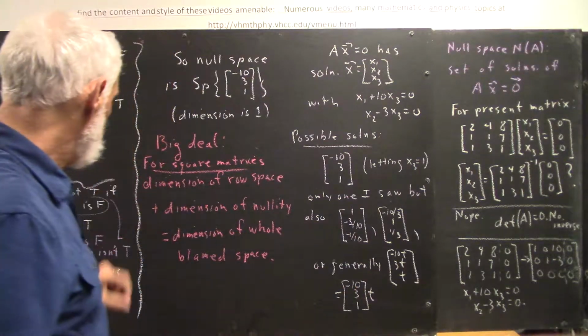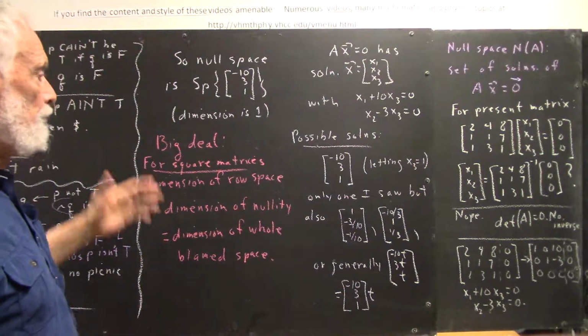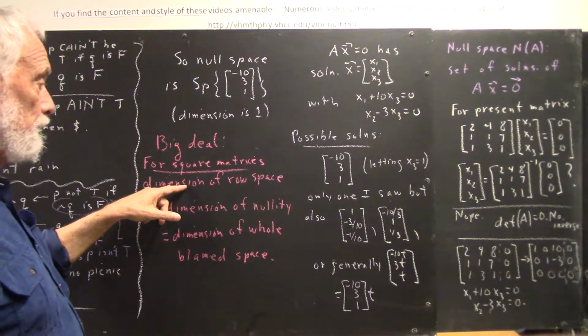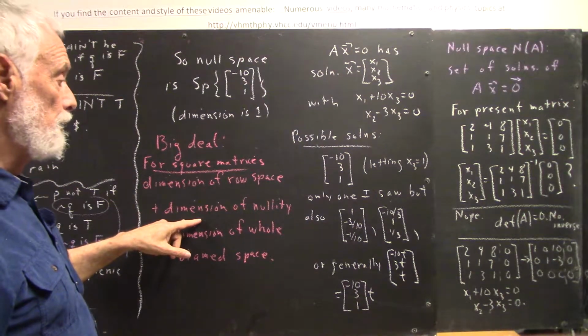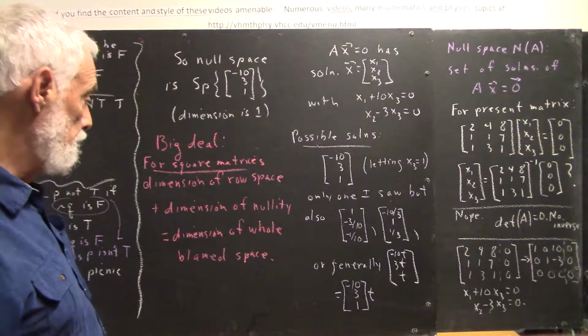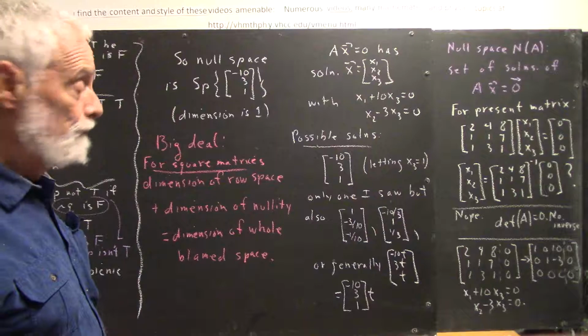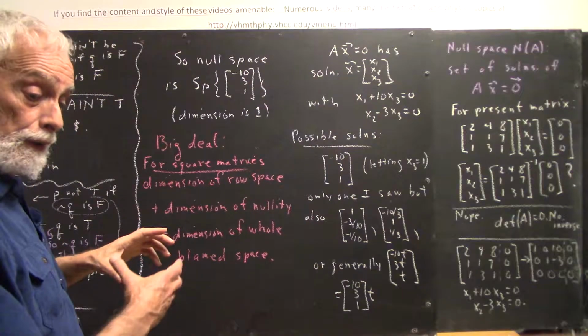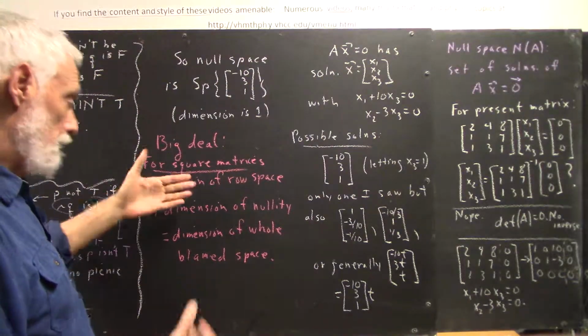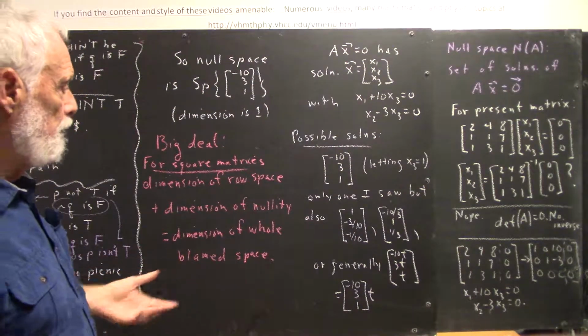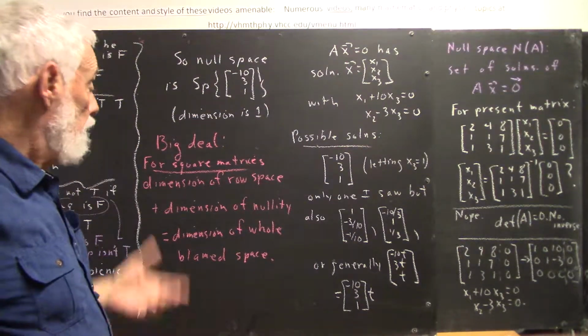Now there's a great big deal involved here, and the big deal is that for square matrices, the dimension of the row space plus the dimension of the null space, or what I call the nullity, is equal to the dimension of the whole space. Now this also can be extended to matrices that aren't square, but once we see this, it opens the door to understanding everything else.